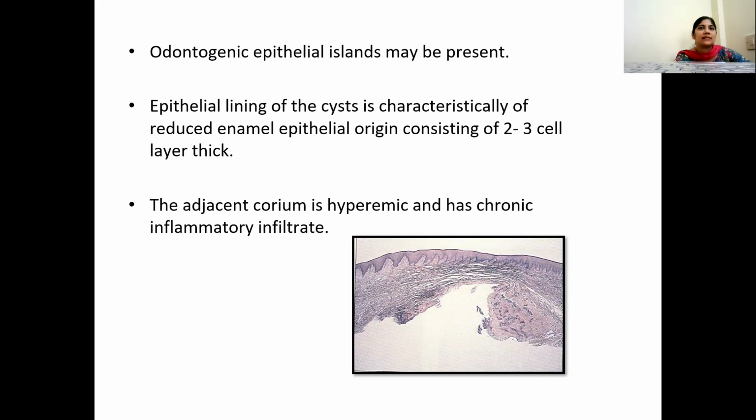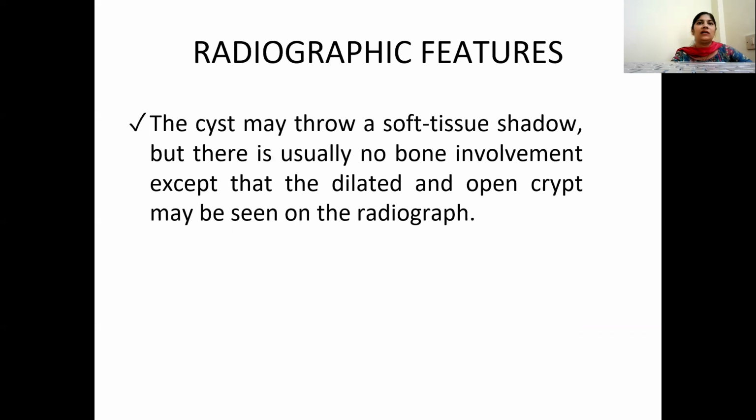Epithelial lining of the cyst is characteristically of reduced enamel epithelial origin. So it consists of 2 to 3 layers of cell thickness. The adjacent corium is hyperemic and has a chronic inflammatory infiltrate. So these are the features of the eruption cyst.